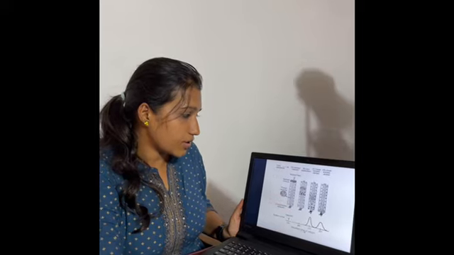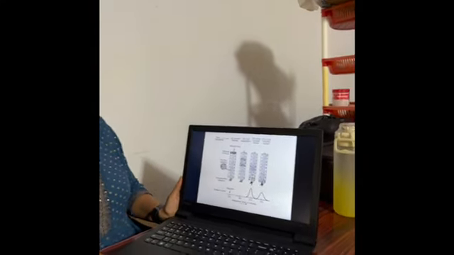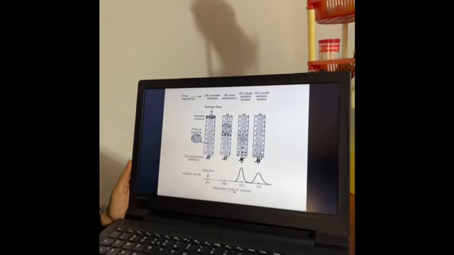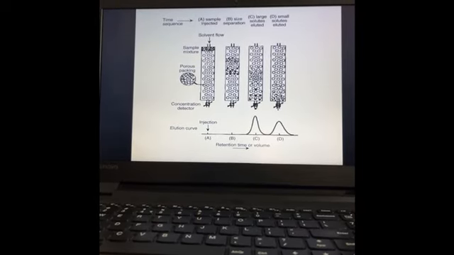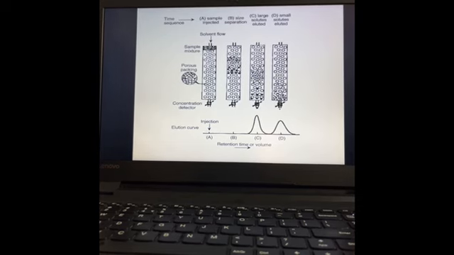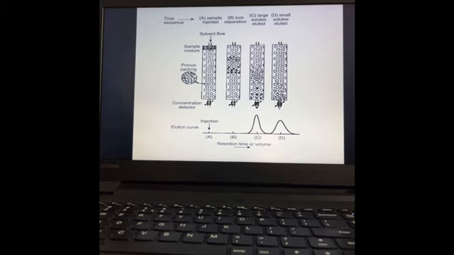Now we are going to explain the principle of size exclusion chromatography. As you see on the screen, the principle is that like diffuses like. The solutes may be larger in size, smaller in size, or intermediate in size. We can see four stages here on the screen.